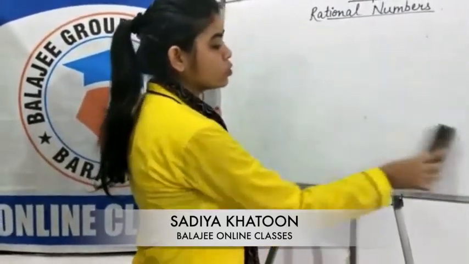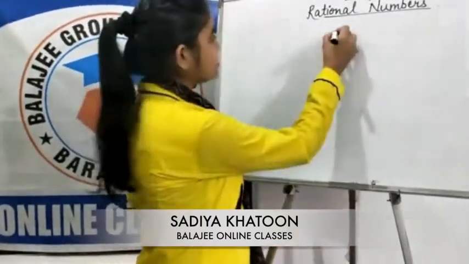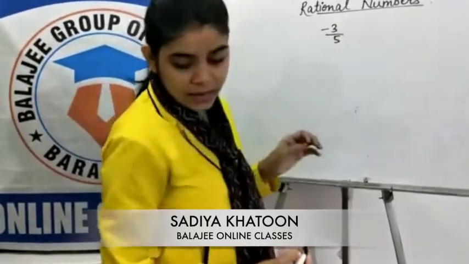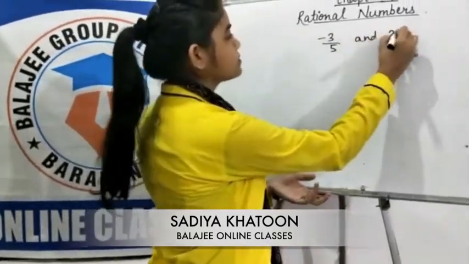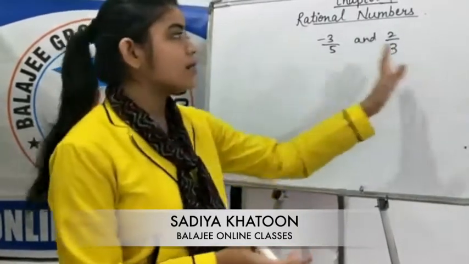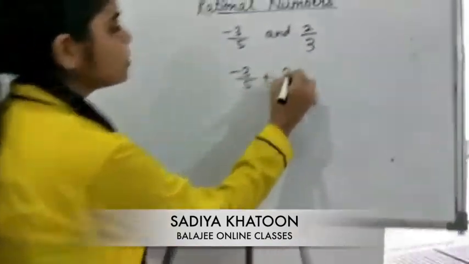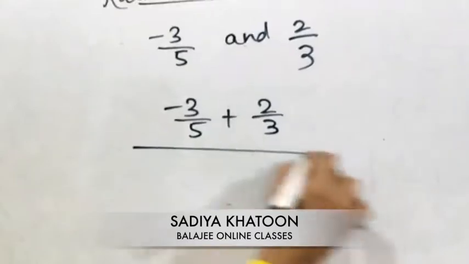If you have to insert a rational number between two rational numbers, meaning you are given two rational numbers and asked to insert one more between them, then how do you do it? Let's take an example like minus 3 upon 5 and 2 upon 3. These are the two rational numbers. You have to insert another rational number between them. Just add these two rational numbers and divide it by 2. Okay? So we will do minus 3 upon 5 plus 2 upon 3 and divide it by 2.